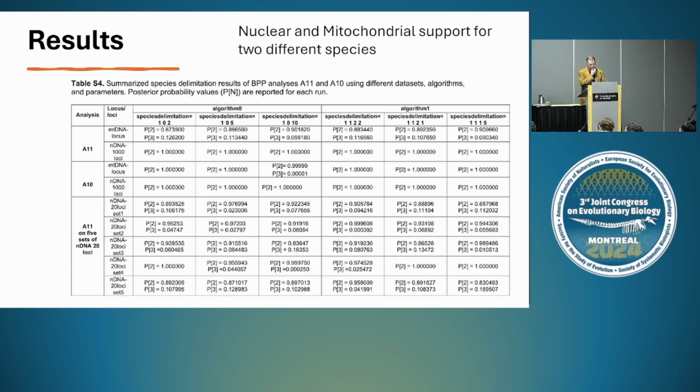We also then continued on to perform some actual species delimitation tests using BPP. Don't expect you to read all this. Just want to point out that we use both nuclear and mitochondrial loci, a couple different algorithms, and provide very strong support for these 2 distinct species.